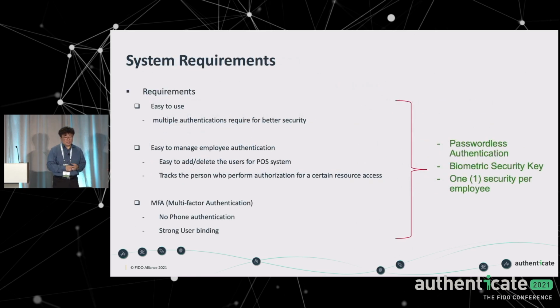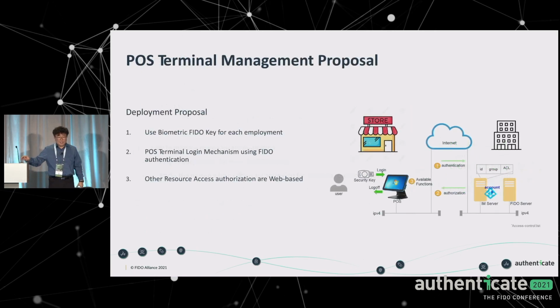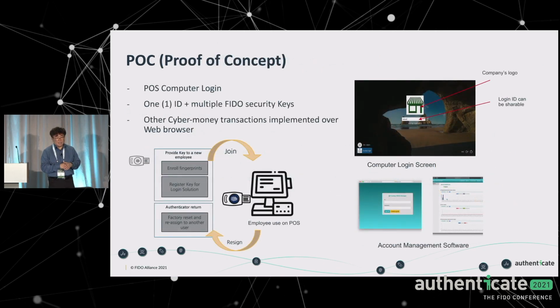The system requirement is obviously that it has to be easy to use, easy to manage employee authentication activities, and provide MFA. So we propose password authentication plus biometric keys, one key per employee, and we can reuse the keys. What happens is this: in the store, you just use a security key, FIDO authentication happens at the regional headquarters, you get the permission, and then you can access the POS terminal and do whatever you want to do. So the whole cycle is something like this.